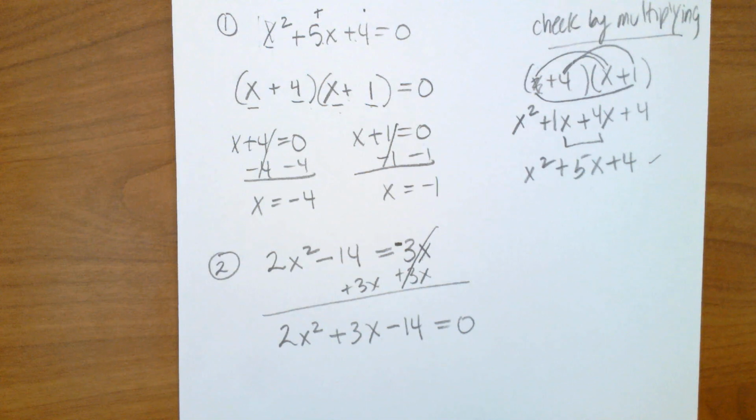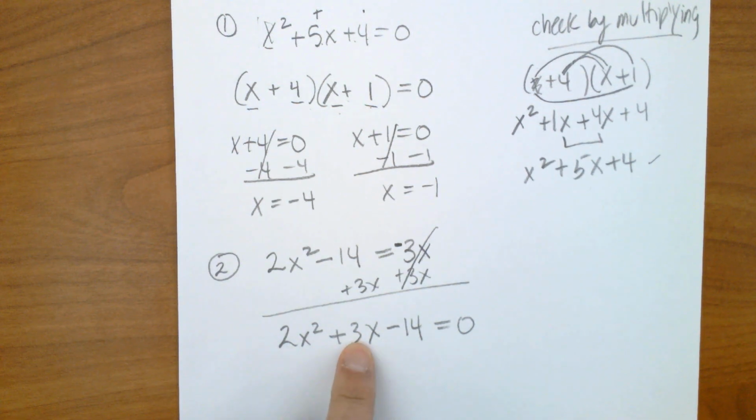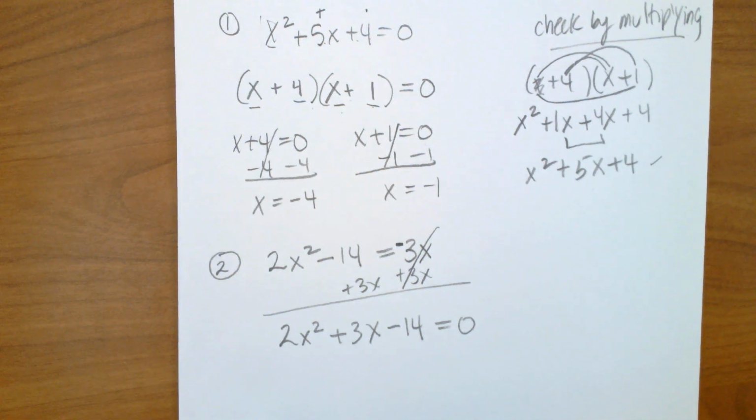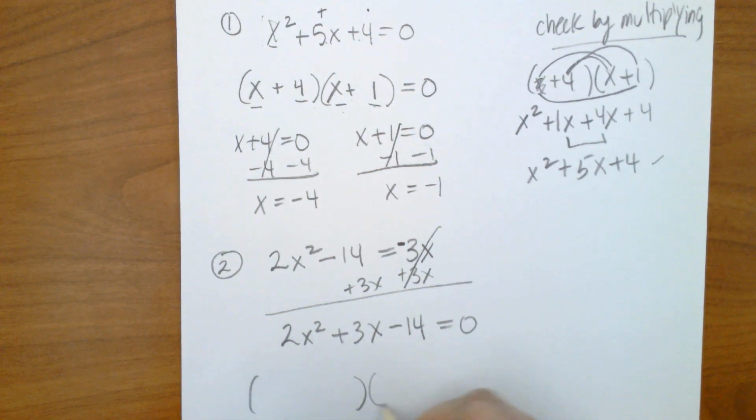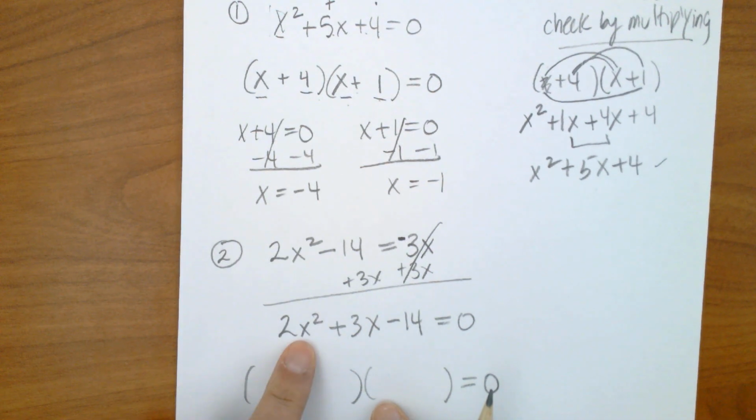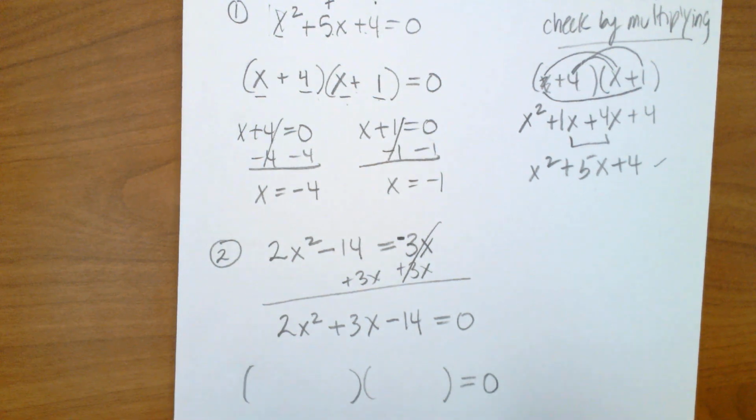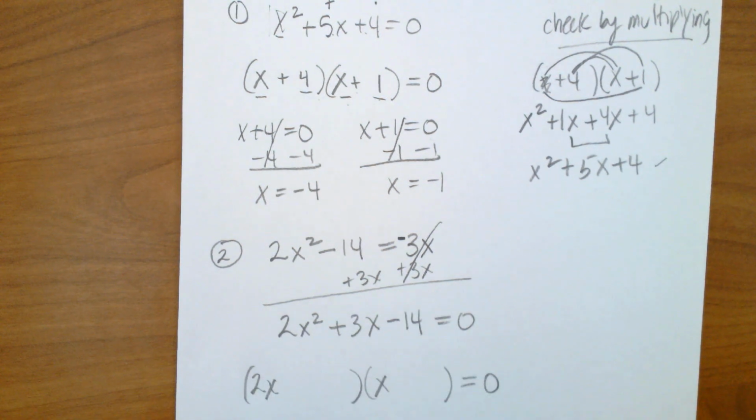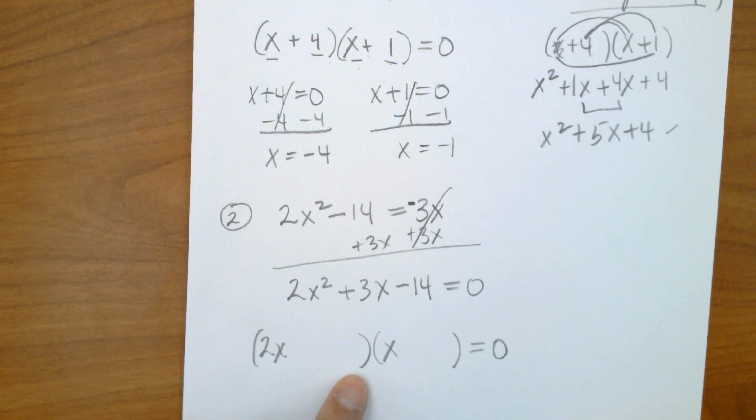Please notice how I wrote this. I put the x term in the middle. I put the term without the x last. That's how it's supposed to go. X squared, x, no x. All right, let's factor this. Okay, so here the first two terms have to multiply to give you 2x squared. Well, the two numbers that multiply to give you 2 are 2 and 1. So this is going to be 2x and this is going to be x because 2x times x is 2x squared.